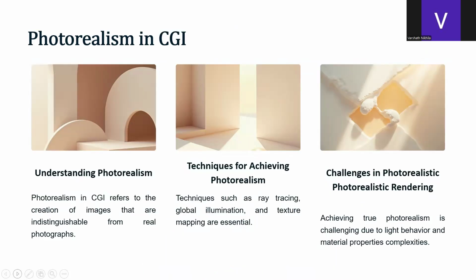And also, photorealism in CGI. Photorealism aims to make CGI look so real that you can't distinguish it from a real photograph. To achieve this, artists and developers use ray tracing, which simulates how light behaves in the real world; global illumination, capturing how light bounces off surfaces; and texture mapping, adding real world image textures to objects. However, achieving photorealism is difficult because of the complexity of light behavior and material properties, like how shiny, rough, or translucent a surface is.